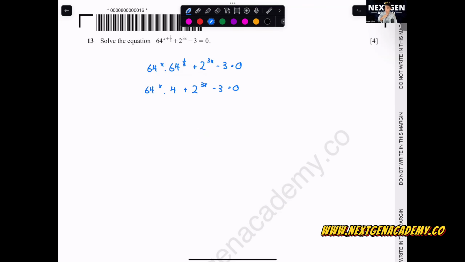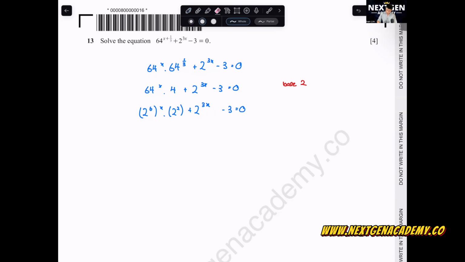Okay, we see what can we simplify it to. 64, 4 can be simplified to base 2. Okay, so we convert all to base 2. 64 will be 2 to the power of 6x. This one will be 2 to the power of 2 plus 2 to the power of 3x minus 3 equals to 0. Okay, whenever you see something like this form, you need to try to convert it into some sort of quadratic equation. Okay, can we do it like this? 2 to the power of 2.